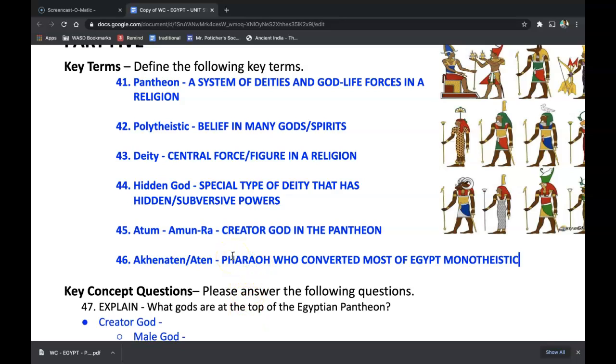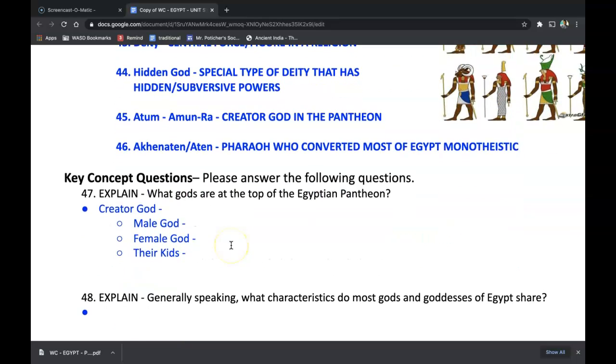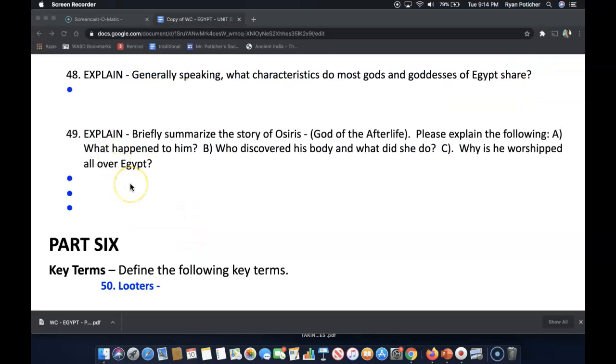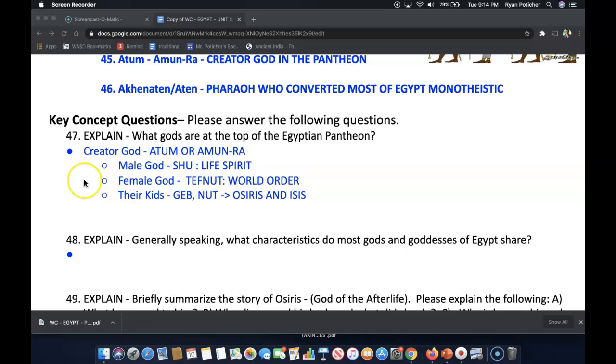So in any case, we pretty much understood a little bit more about the Egyptian religion and culture from a religious standpoint. Let's go ahead and answer some of these questions down here. For the next part, we're going to look at the different types of gods that existed in the pantheon. You have the creator god Atum or Amun-Ra, the male god Shu, or the life spirit, the female god Tefnut, the world order, and their kids are Geb and Nut, which give birth to Osiris and Isis.